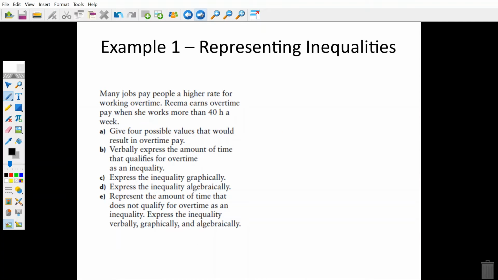Example 1 says, many jobs pay people a higher rate for working overtime. Rima earns overtime when she works more than 40 hours a week. Question A says, give 4 possible values that result in overtime pay. Well, if she gets paid for working more than 40 hours, she would get paid overtime for working 41 hours, 42 hours, 43 hours, etc. Those are all possible values that would result in overtime pay.